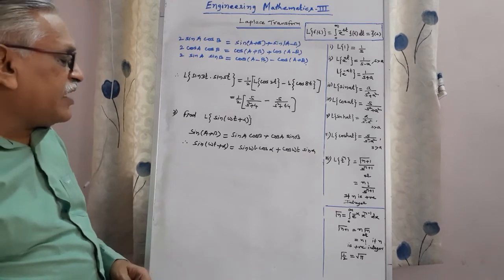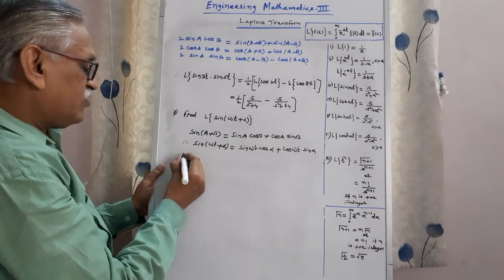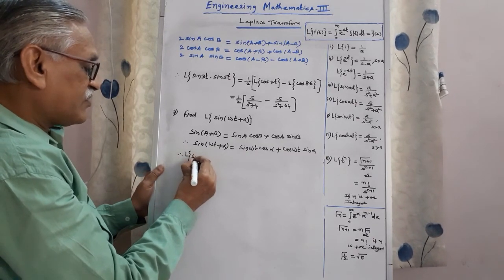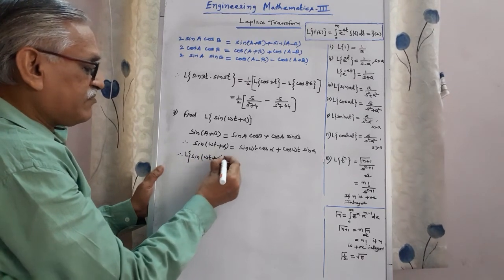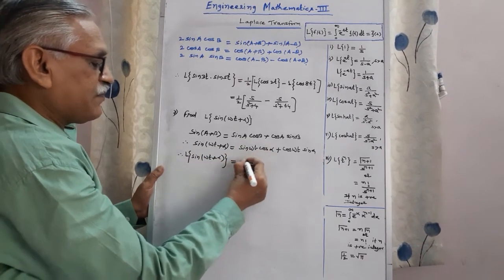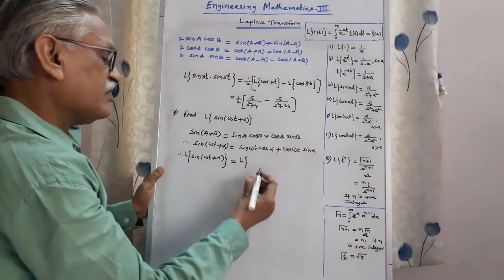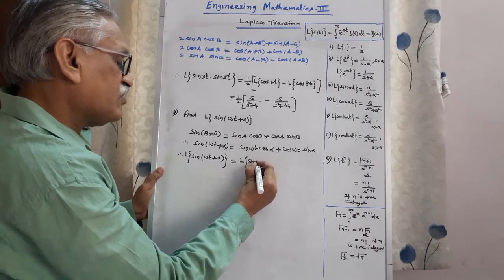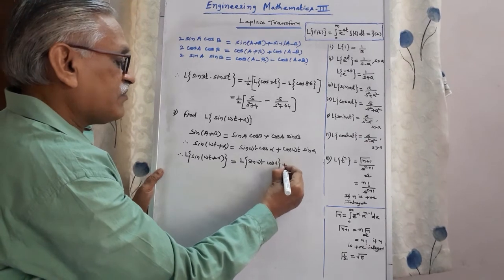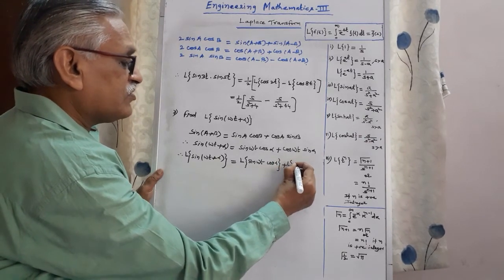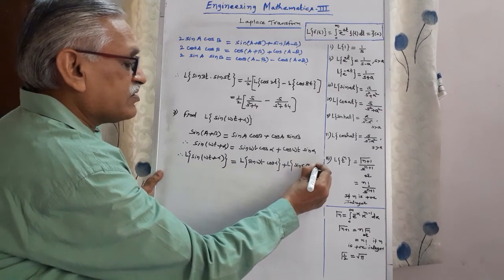Okay. Then next step, taking Laplace on both sides. Therefore, Laplace of sine of omega t plus alpha, and Laplace of the right hand side, and I will take individual Laplace. Laplace of sine omega t into cos alpha plus Laplace of sine alpha into cos of omega t.